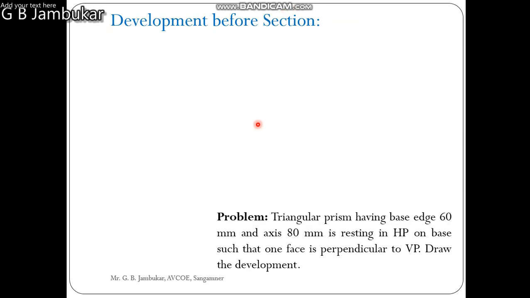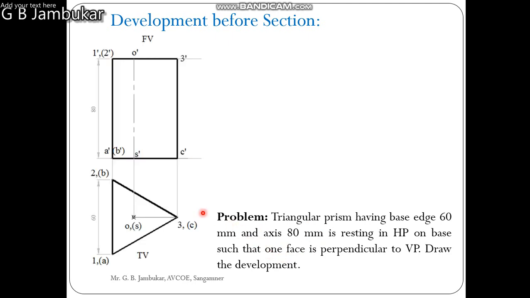The first part of the problem is to draw the first stage, front view and top view, and then draw its development. So this is the front view and top view of the object. We keep the edge of the base AB perpendicular to XY, as given in the problem, that is, one face AB21. This face is perpendicular to VP, that's why it appears as a line view in the front view.